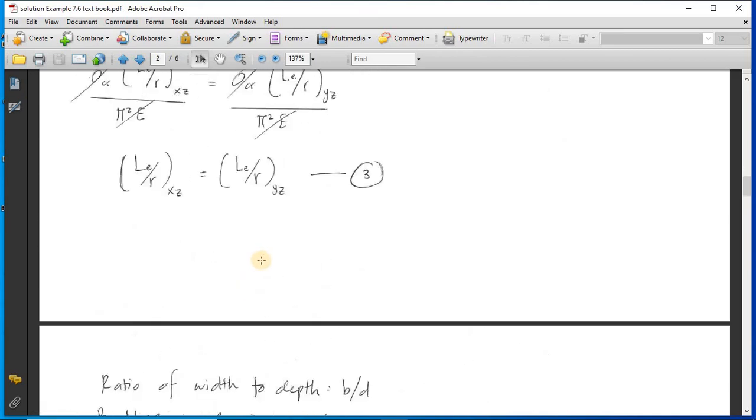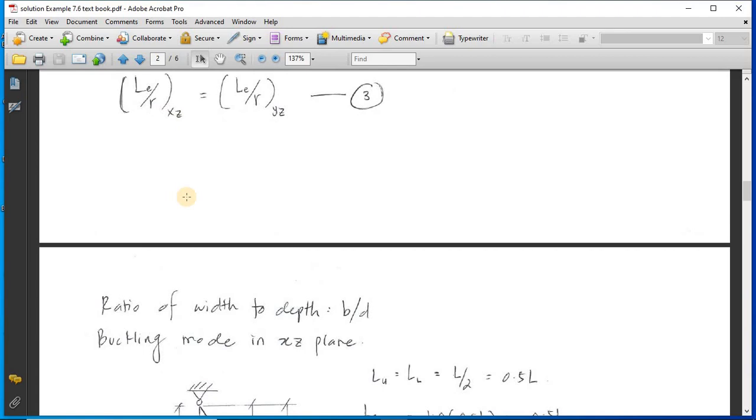Okay, so we will look into detail into both of the planes. For this particular equation 3, let's look at the XZ plane first.